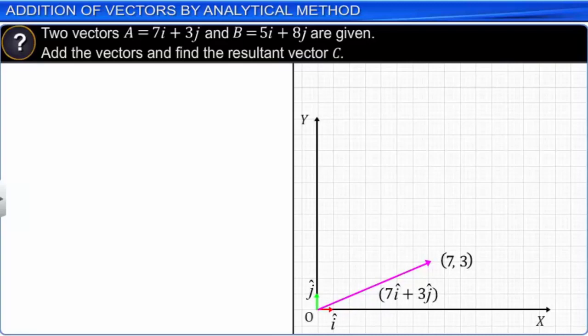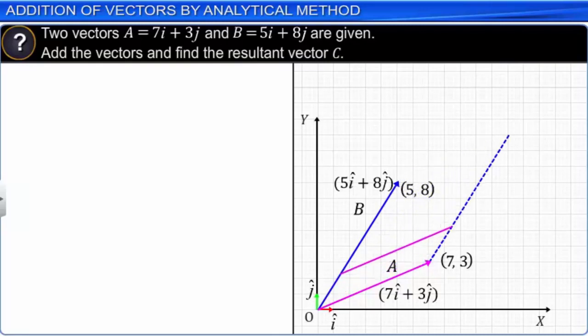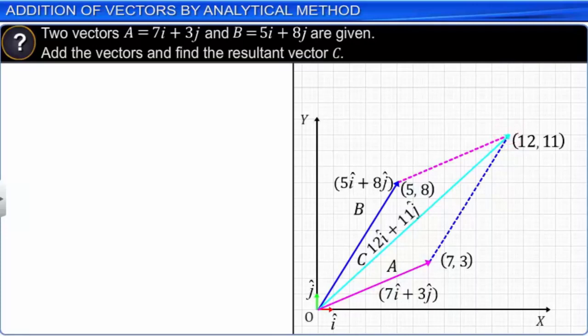Complete the parallelogram by drawing parallel lines from the arrowheads. Draw the diagonal passing through O. Display an arrowhead at the end of this diagonal. This diagonal represents the required resultant vector C. Check the coordinates of the arrowhead point of C, which should be 12, 11. You can also solve this problem without graph paper. You need to simply add the coefficients of i and j as shown here. However, representing the given vectors on graph paper helps you visualize the procedure.